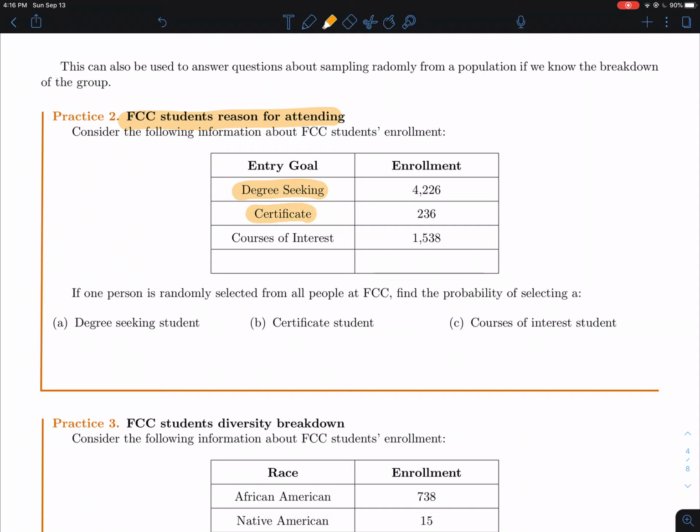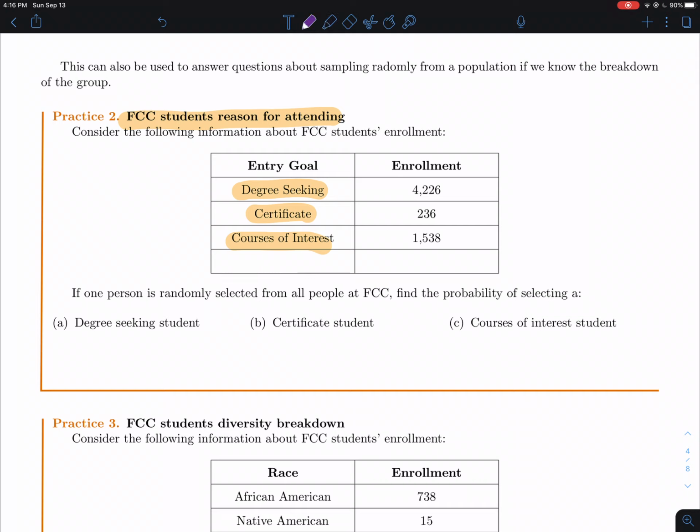Then we've got the certificate-seeking students. And then finally, the course of interest students. They're just the students that maybe are taking just one class, or they could be a dual enrollment student taking a class or something like that. So they haven't actually figured out a major or anything like that. So what we want to do is, first off, notice I left a box down at the bottom.